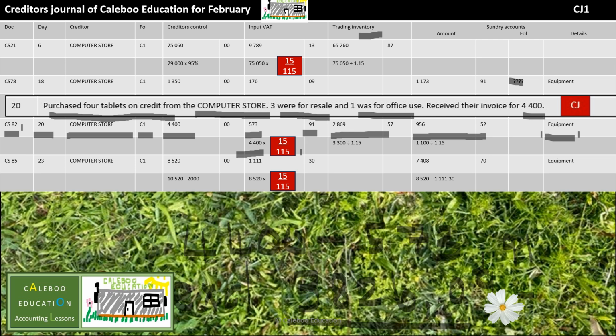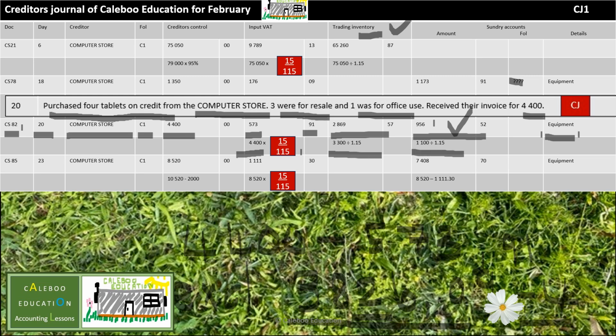So if I divide it by 4, I would get the historical cost price of 1 tablet, and if I multiplied it by 3, I would get the trading inventory amount, and because 1 tablet was kept for office use equipment, 3826 divided by 4 equals 956. Now that was a hectic way of calculating that. As you go along, you can develop methods. The more you practice, the better you will get. You could have just done this.